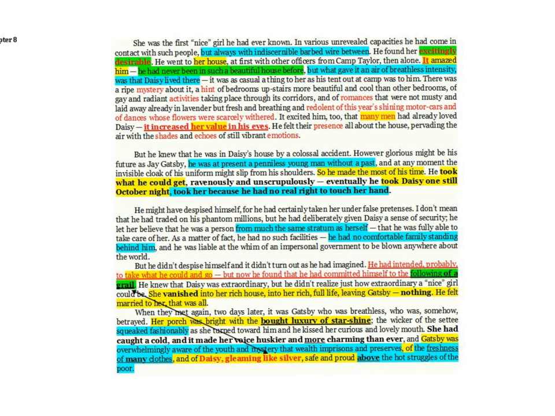So look at the nouns here. Bedrooms, mystery, an abstract noun. Activities, abstract noun. Romances, abstract noun. Let's look at what else. Fresh and breathing, redolent of this year's shining motor cars, dances, flowers. Where is there any reference to a woman called Daisy? The things that Gatsby is enamoured with are all items of lifestyle.